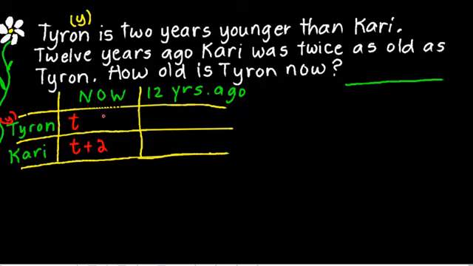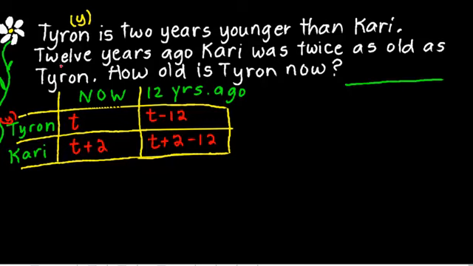So in this case, I'm going to need to write T minus 12 to represent how old Tyrone was 12 years ago. And for Kari, I'm going to put her age now, which is T plus 2, minus 12. And I know what you're thinking: well, why don't you just make that T minus 10? Well, I want to show everything for right now, and we can simplify later.